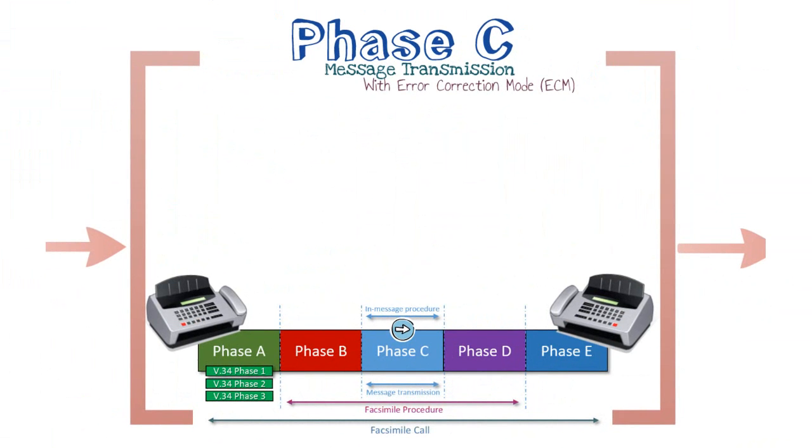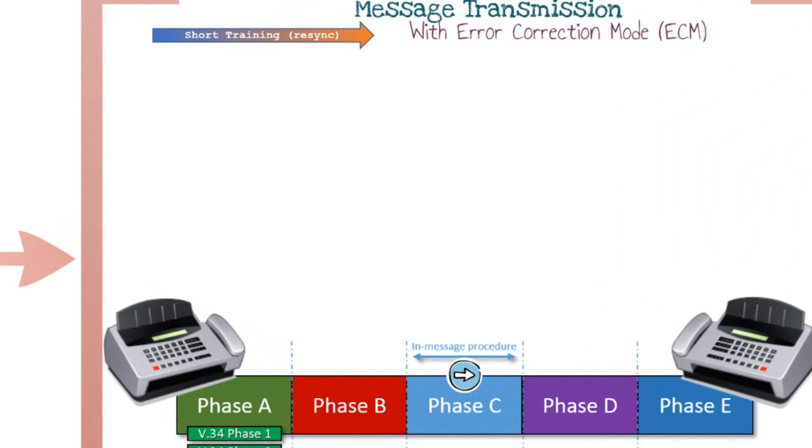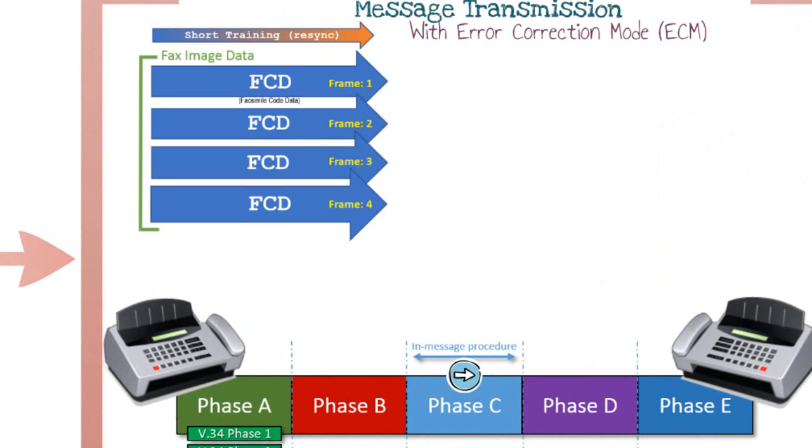Phase C is really just the message transmission itself. This is the sending of the fax itself, the body, the pages, how it's encoded and sent. The sending device will start off with a short training, which is basically checking the quality once again, a resync, and then it'll break apart the fax images and send them in little frames. What we're looking at here is something called error correction mode, where the frames are sent and then tracked, and then a count is sent after the fact that can be measured and responded to.